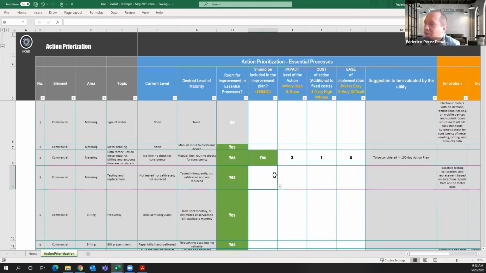I think I'm running out of time. I'm just gonna give you a couple of quick examples. Let's say that you want to have here an improvement process. The impact is high, but the cost is really high as well, and it's not really easy to implement. So you will see here that it should be included in the 5-year strategic plan.